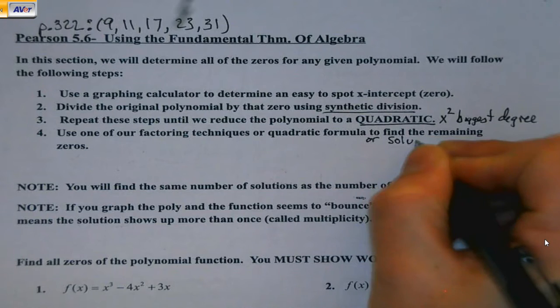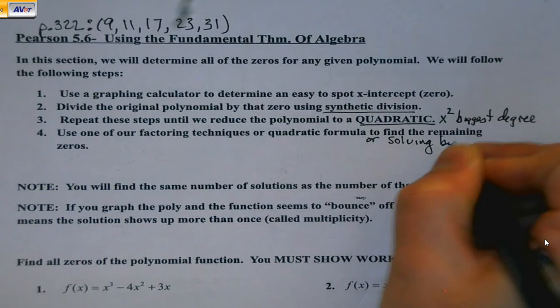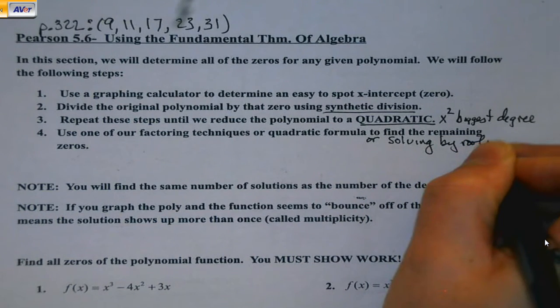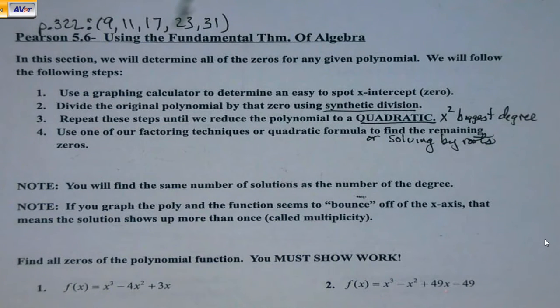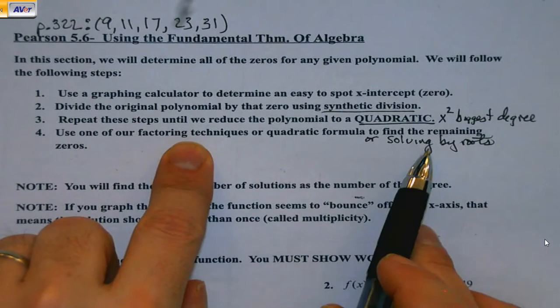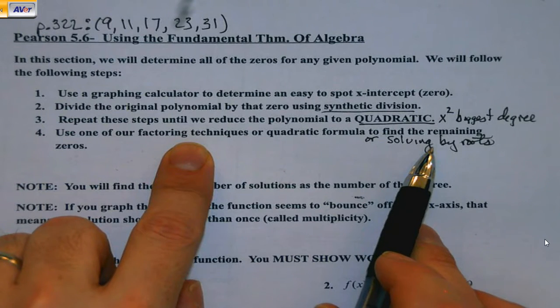Or we can solve by roots. We can just solve it like a regular equation and then just square root it at the end. Usually when we're doing this, the factoring or the solving by roots are going to be the easiest options.